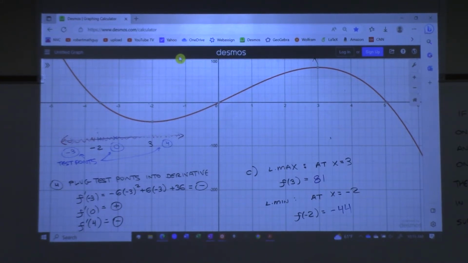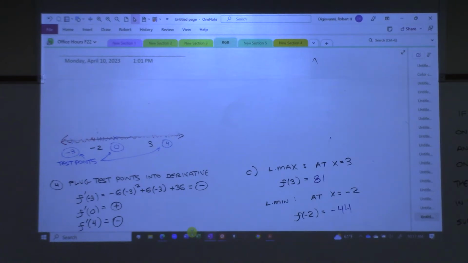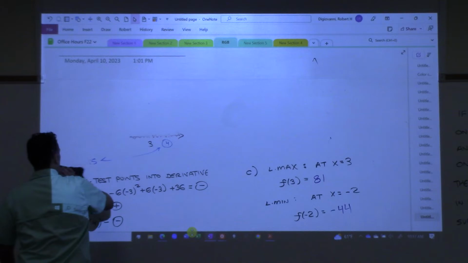So let's do another example, and let's do a harder function. All right? This is a polynomial. Let's do something more mathy. Okay? Something that's a little more like calculus. Like it feels like calculus.